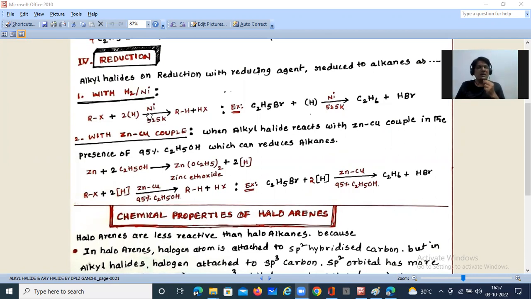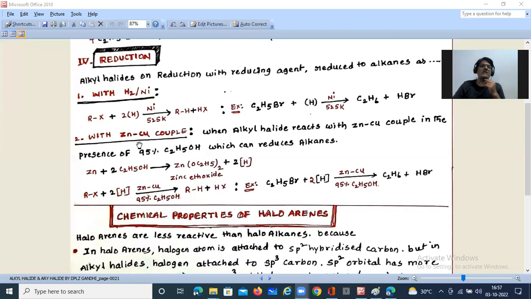In hydrocarbons, we already learned about reduction in the presence of reducing agents. We saw so many examples. So when alkyl halides undergo reduction with a reducing agent, they are reduced to what? Alkanes. So alkyl halides are converted to what? Alkanes. Let us go with hydrogen over nickel. When alkyl halide reacts with nickel using hydrogen, then RH is formed. Check this example once.